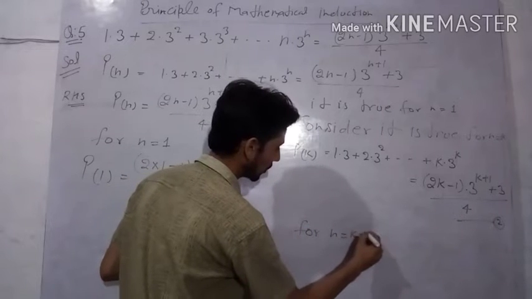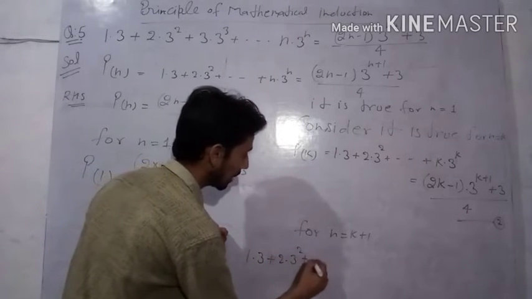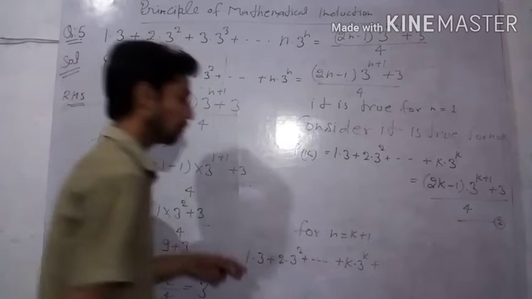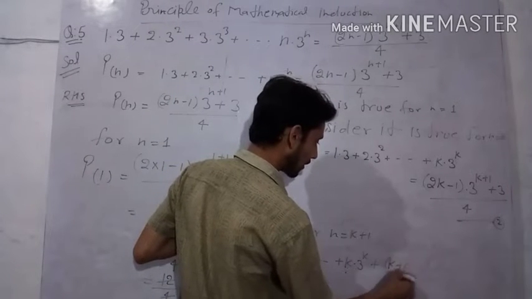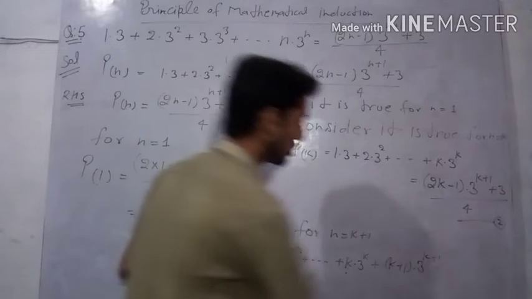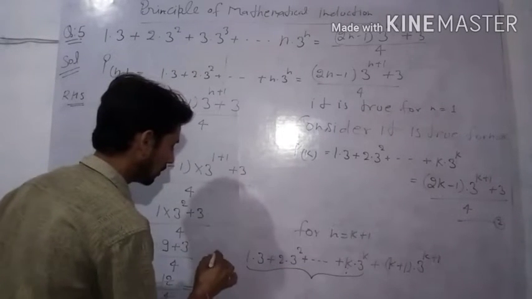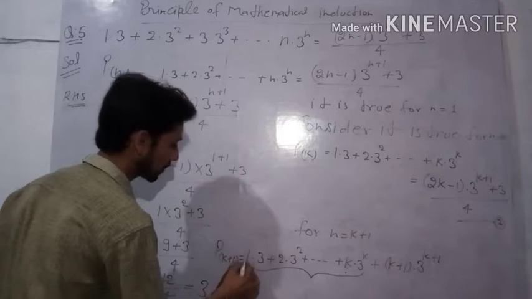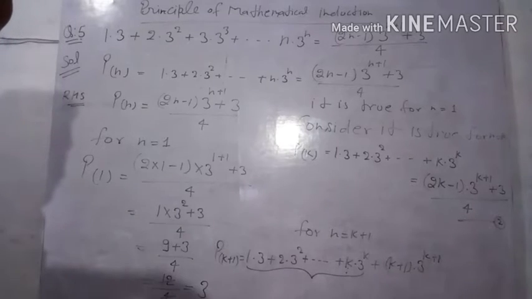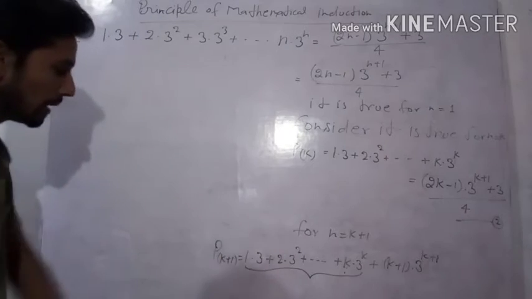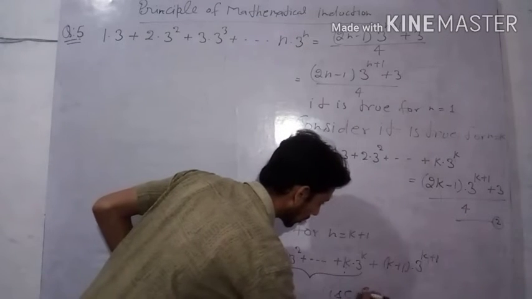Now for n equals to k plus 1, put the value here: 1 into 3, 2 into 3 square, plus dot dot dot plus k into 3 exponent k, and the next term will be added by replacing n with k plus 1. So (k plus 1) into 3 exponent (k plus 1). Now use equation 2. Use equation 2 for the polynomial of k plus 1.